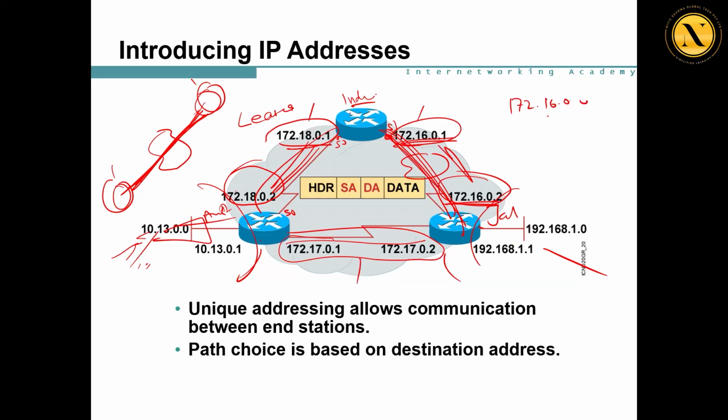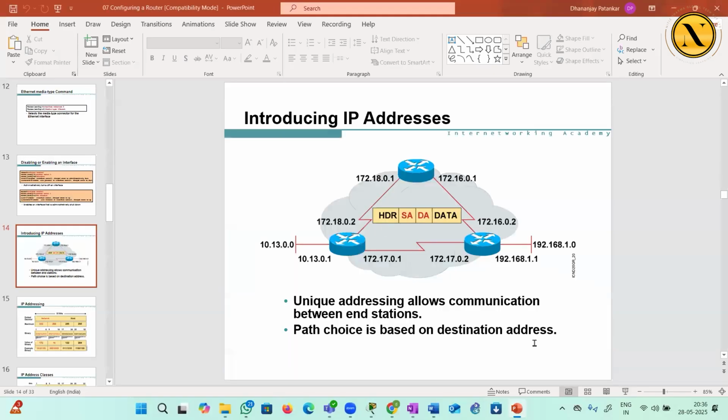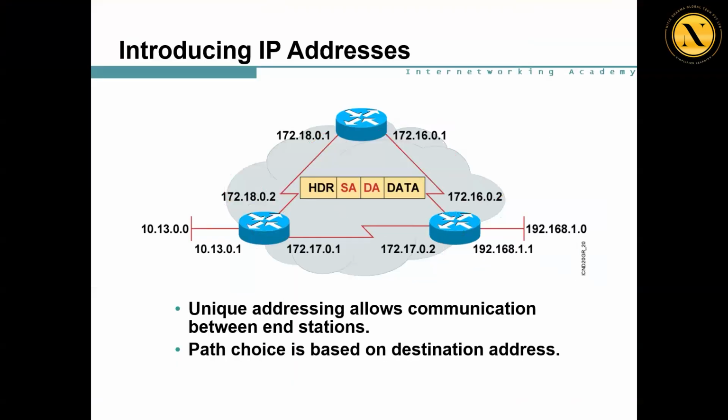172.16 to 172.31, which means what? These are also private. But this is only an example. In real life, these will be public, these will be public, and these will be public. Whatever, but they are in the same subnets. And this one is a totally different network, and this is also a totally different network. So unique addressing allows communication between end stations. Path choice is based on destination address.